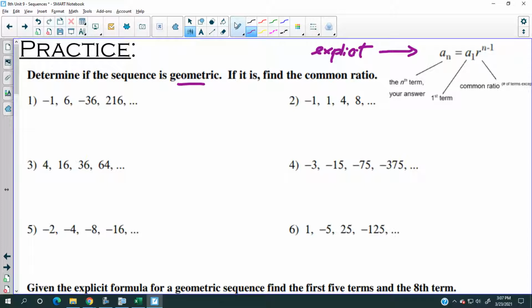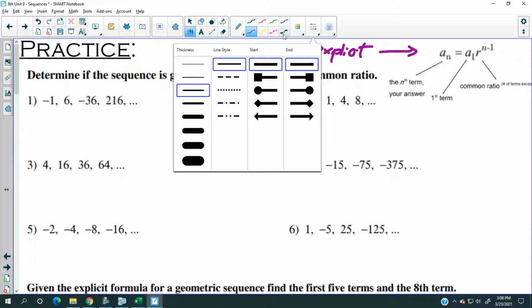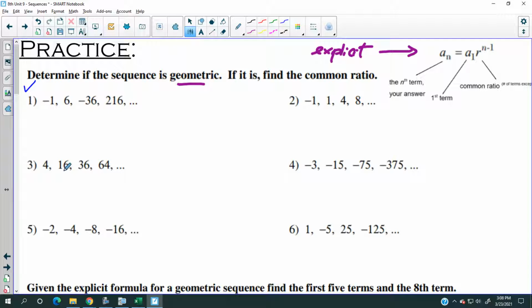formula. All right, now let's start super duper simple. Question number 1. We'll do the same thing, all the odd questions. Question 1: determine if this sequence is geometric. If it is, find the common ratio. Is this geometric? Take a look at this. Yeah, it is. It's multiplied by -6, have you noticed? So on and so forth. So yes. What's the common ratio?